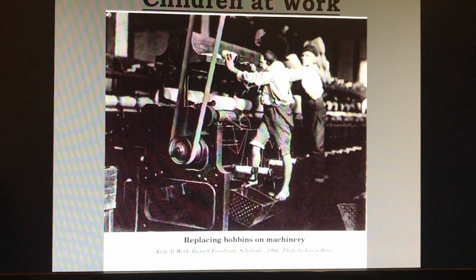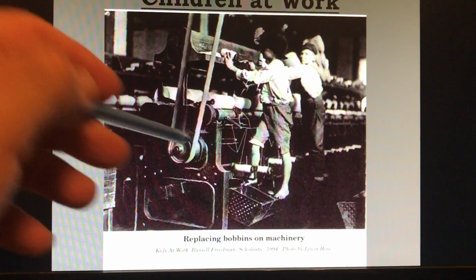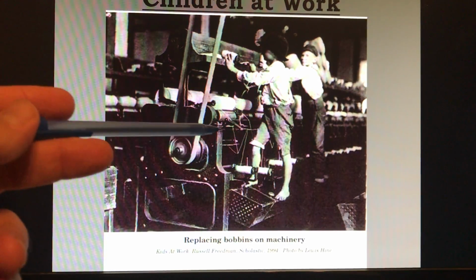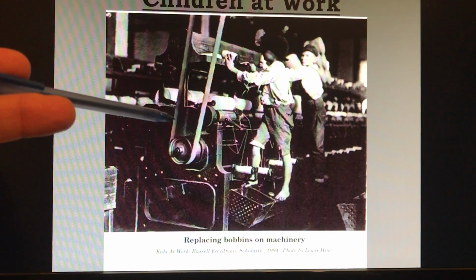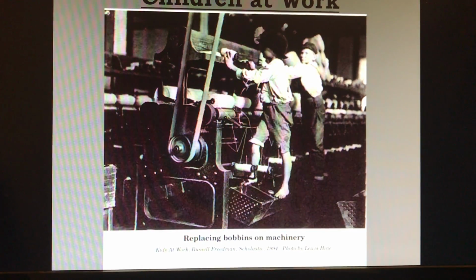Okay, young children at work, working in a clothing factory. Notice they're barefoot, or at least this one is barefoot, and it would be very easy for him to catch his toes in some of the machinery. At the very least, probably gets bruised or cut. At the worst, loses a toe.